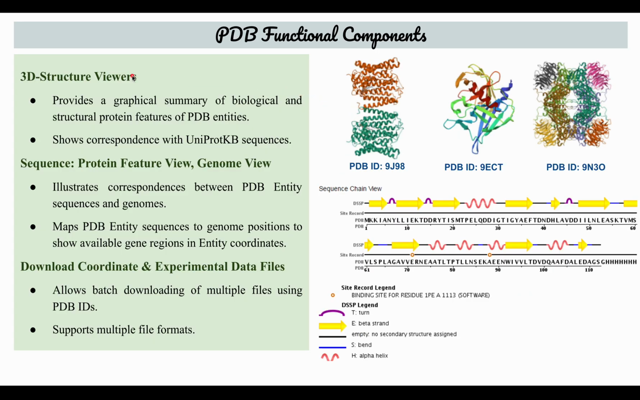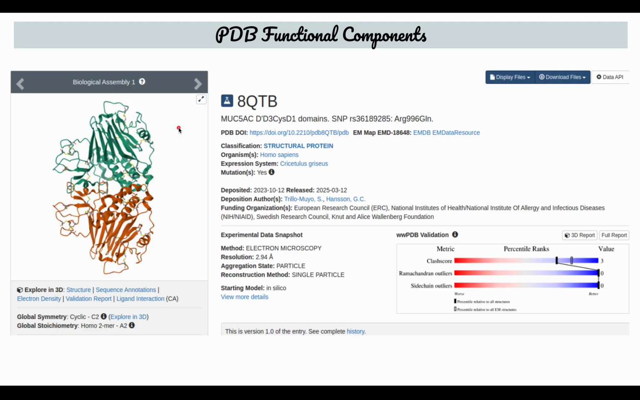So in PDB, we have different views. The first one is the structure view. The structure view provides you a graphical summary of biological and structural protein features of PDB entities, as we have seen here. In this, you can select different views. You can see its structure, sequence annotation, electron density, validation report, and ligand interaction. So these are the different views.